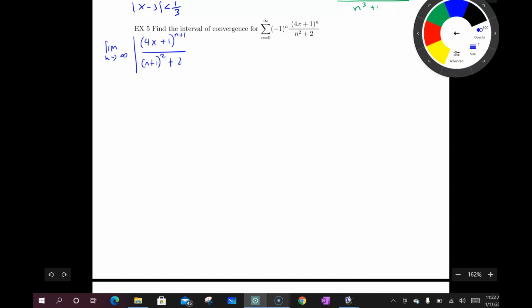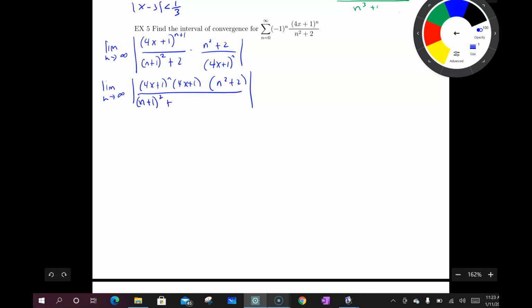Okay, so there's the n plus first term, and then I'm going to multiply it by the reciprocal of the nth term. All right, so I'm going to take some time to split things up. So (4x plus 1) to the n, times (4x plus 1) times (n squared plus 2). Don't multiply this out, right? Because we're just going to be using highest powers.